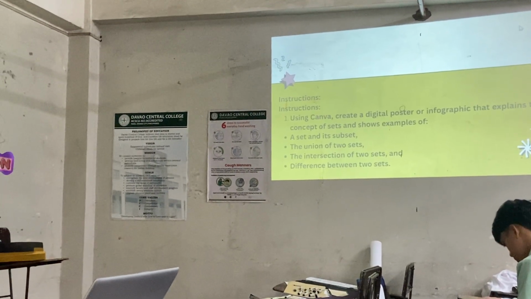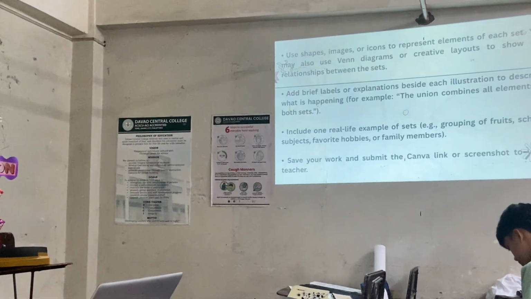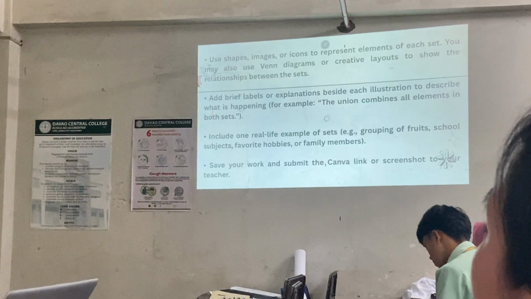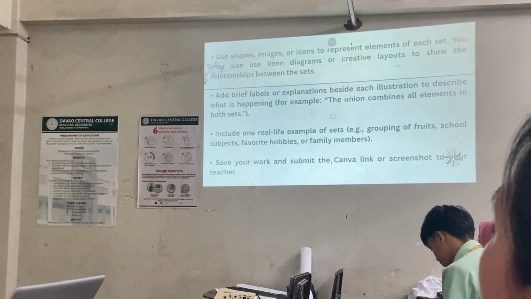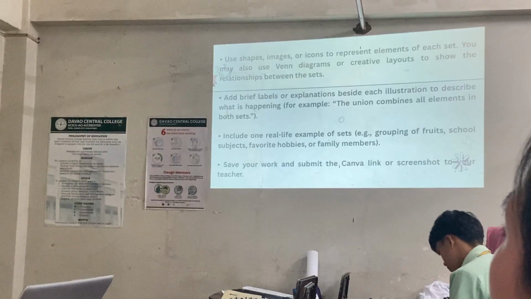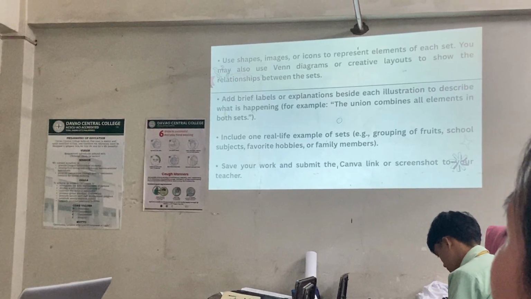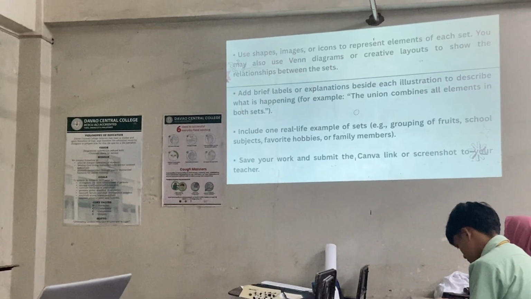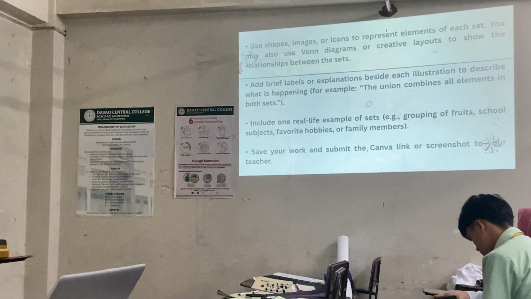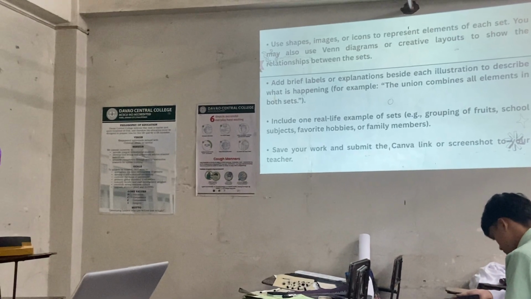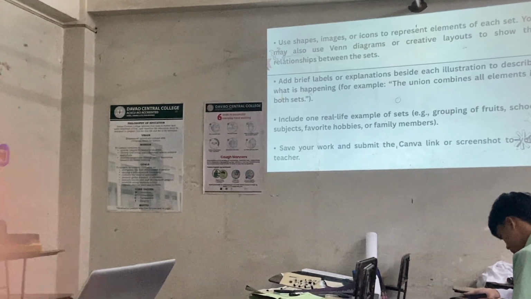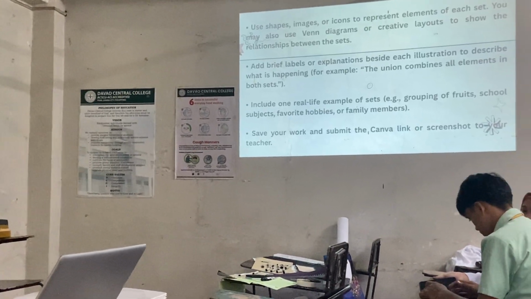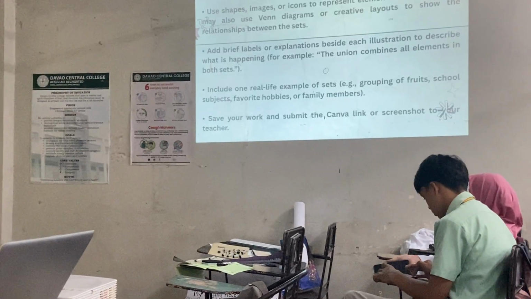Understood? You can use shapes, images, or even icons to represent the elements of each set. You can also put brief labels or explanations beside each illustration. For example, this icon represents the union, and you would put a brief label saying the union combines all elements in both sets. You are also allowed to include one real life example of each set.